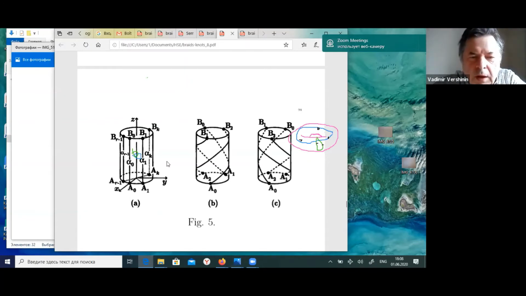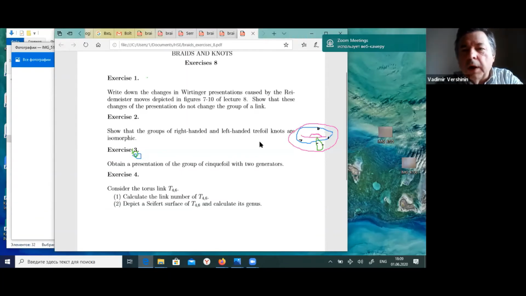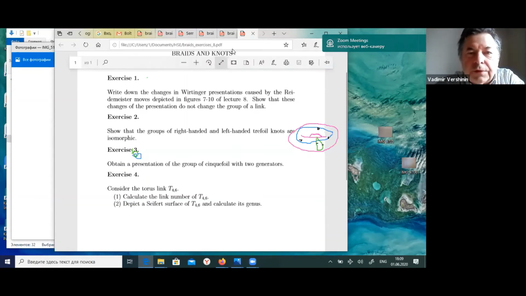So our first work is how to calculate the linking number. Remember how we were calculating using the orientation and crossing points, where each crossing point is either 1 or -1, and then we get the linking number. So who can calculate this linking number for T2,6?